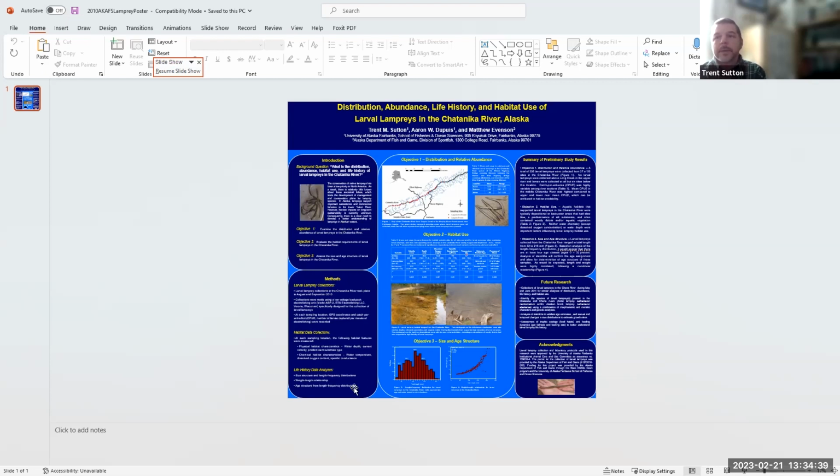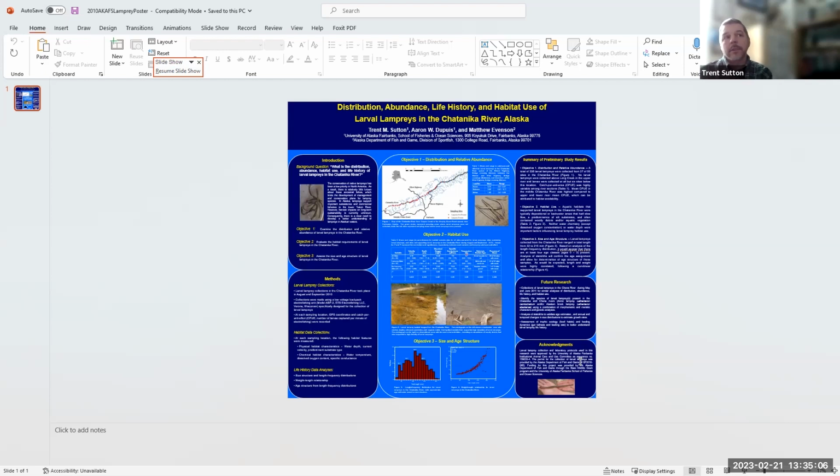Some type of methods, experimental design, analyses, how you got to the results or the product that you produced. The bulk of your poster should be results, or again, the product that you put together. Maybe some summarization or discussion or conclusions, potentially some future research, and then acknowledgments. Those are the basic aspects that show up in most posters.